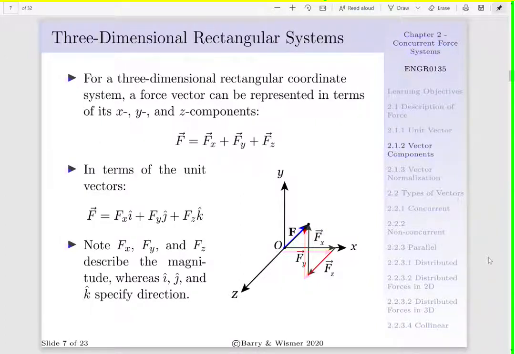Now, since our vector has both magnitude and direction, we can re-express it as F sub x I hat plus F sub y j hat plus F sub z k hat, where F sub x, F sub y, and F sub z, without the vectors over top, indicate the scalar value, i.e. the magnitude of the x, y, and z components respectively. The I hat, j hat, and k hat provide the directionality.